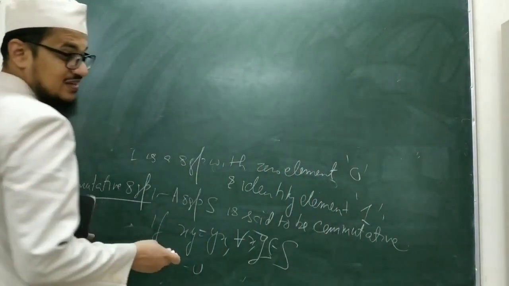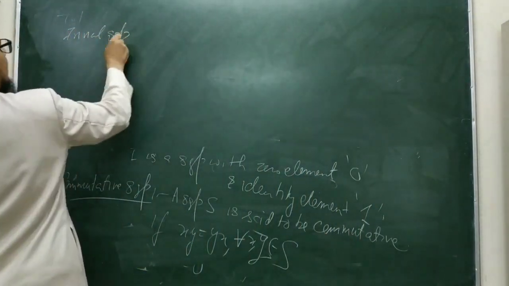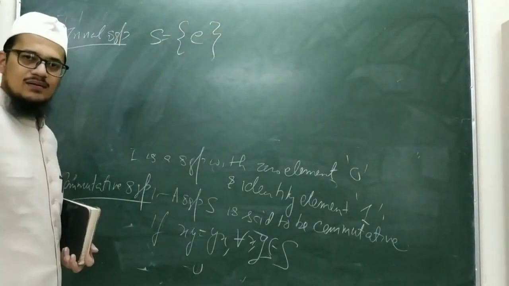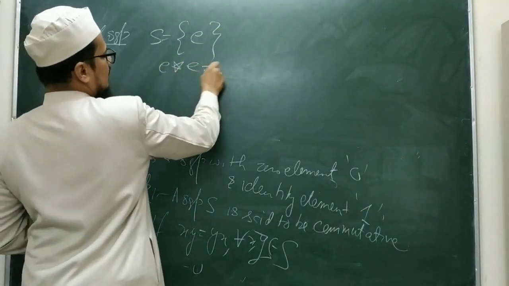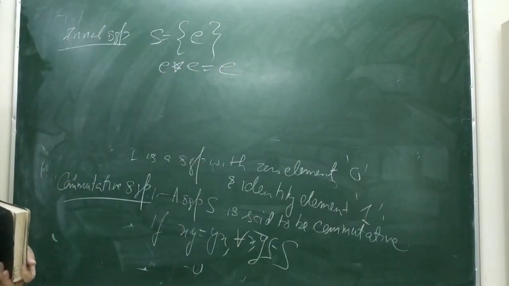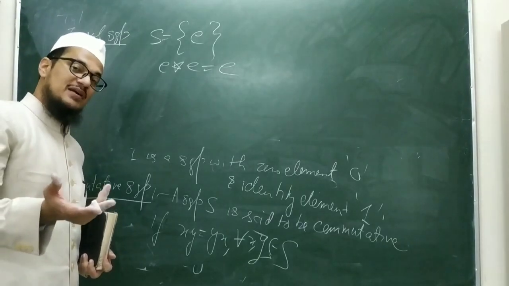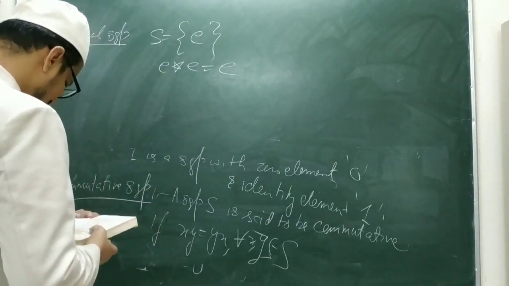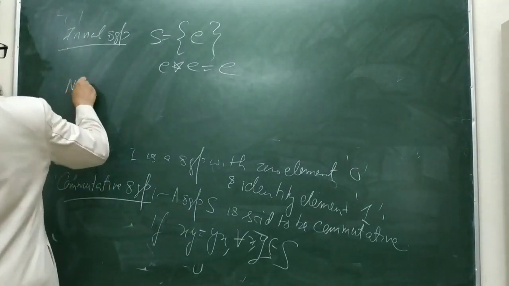Also, there is a trivial semigroup. That is a semigroup which contains only one element, E. Here the operation is defined like this: E star E is equal to E. This is a trivial semigroup. Here E is a zero element. Here E is an identity element. Now the next example is null semigroup.